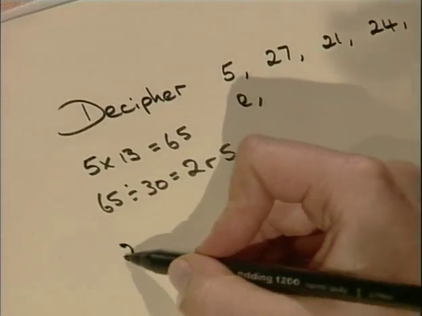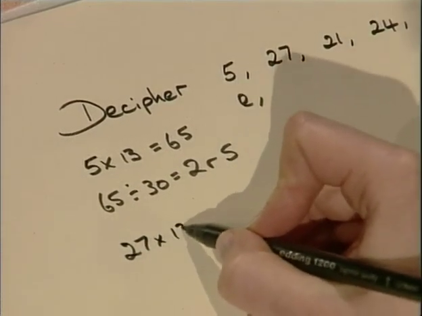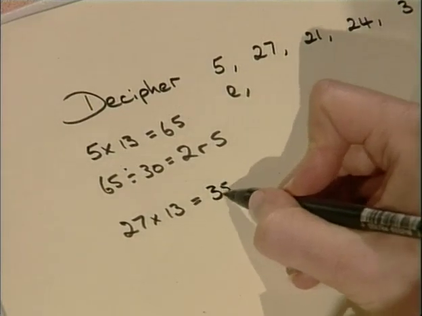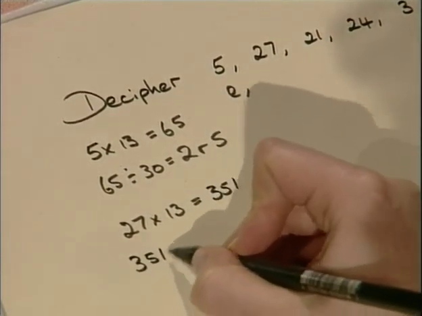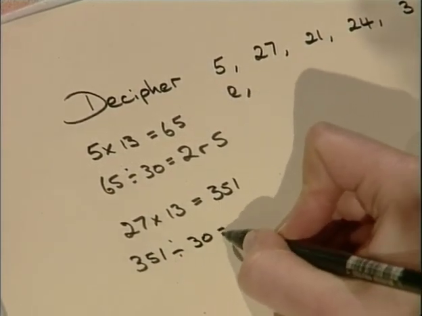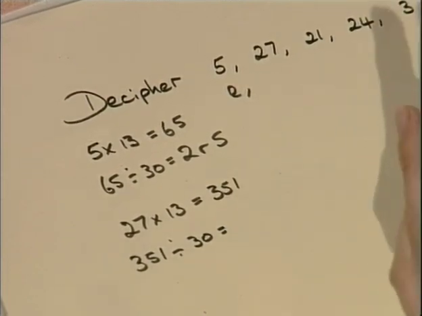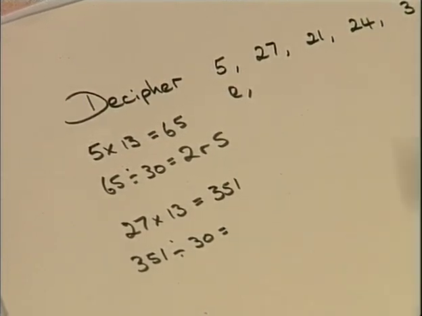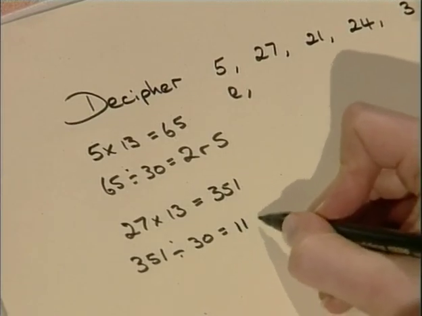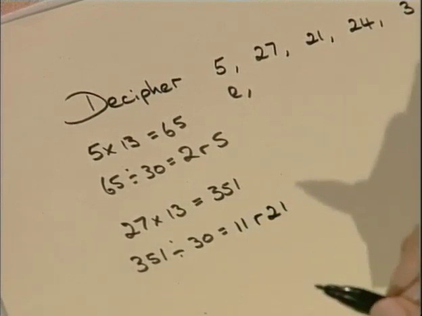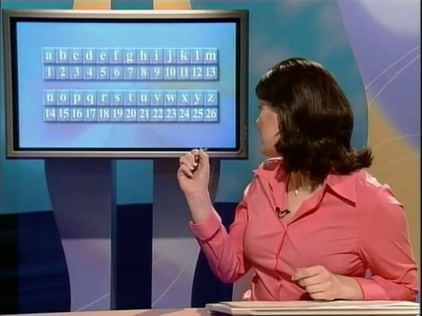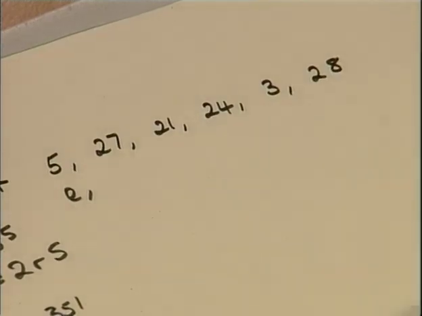Now, my second number, well, that's 27. So, doing the same thing, 27 multiplied by 13. Now, I confess, I've already worked that one out. It's 351. So then I divide 351 by 30. Actually, that's not so hard because 11 times 30 is 330. So that gives me 11 with a remainder of 21. And 21 in my table gives me my second letter, which is U.